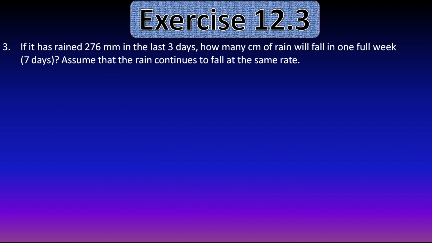If it has rained 276 millimeter in the last 3 days, how many centimeter of rain will fall in 1 full week? That is for 7 days. Assume that the rain continues to fall at the same rate. Now here you have to remember that we can use this unitary method if the rate of the changes is the same. Now here the rain continues to fall at the same rate, that's why we can use the unitary method here.